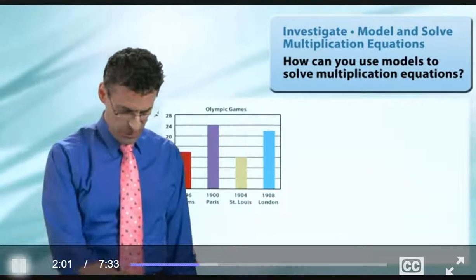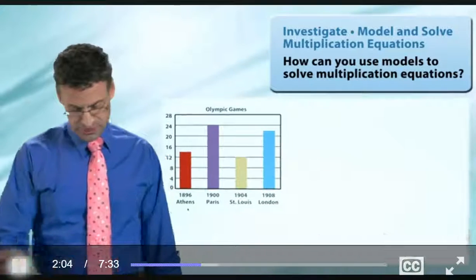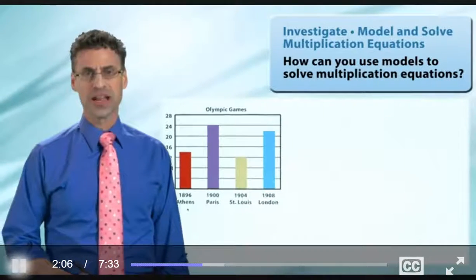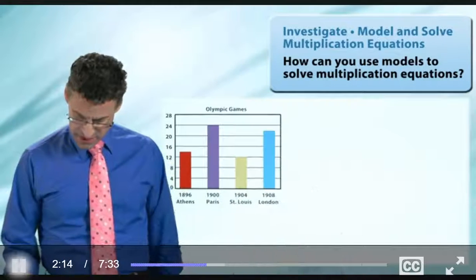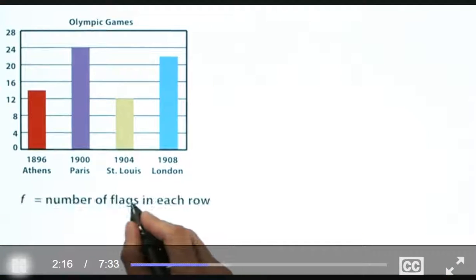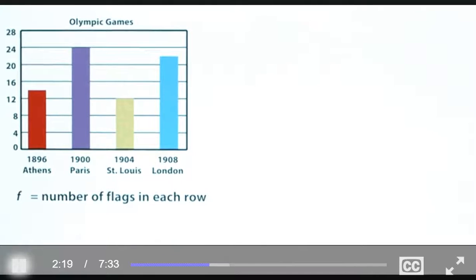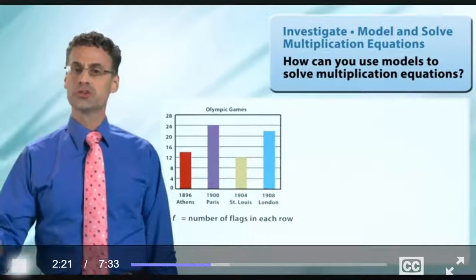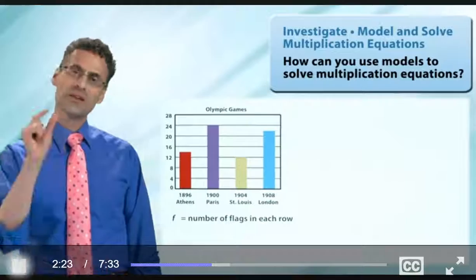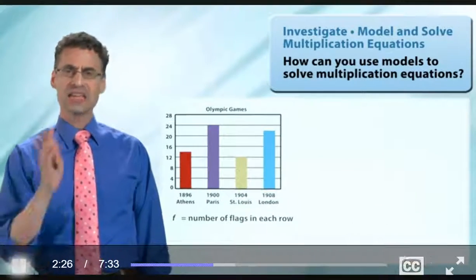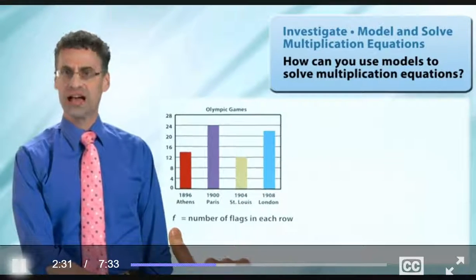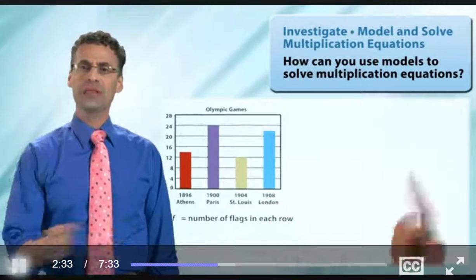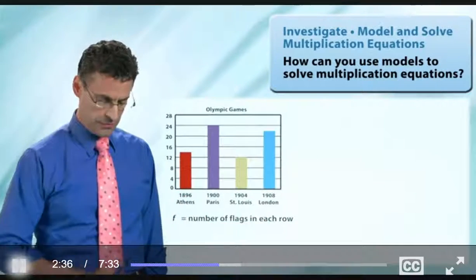Okay, so how might we proceed? Well, we don't know how many flags we're going to have in each row, so we might give that a name. Why don't we call that unknown quantity F for flags? So F is going to represent the number of flags in each of the 2 rows. If we have 2 rows, and each row will have F, some unknown number of flags, then how many flags will we have altogether? Well, the total is 14.